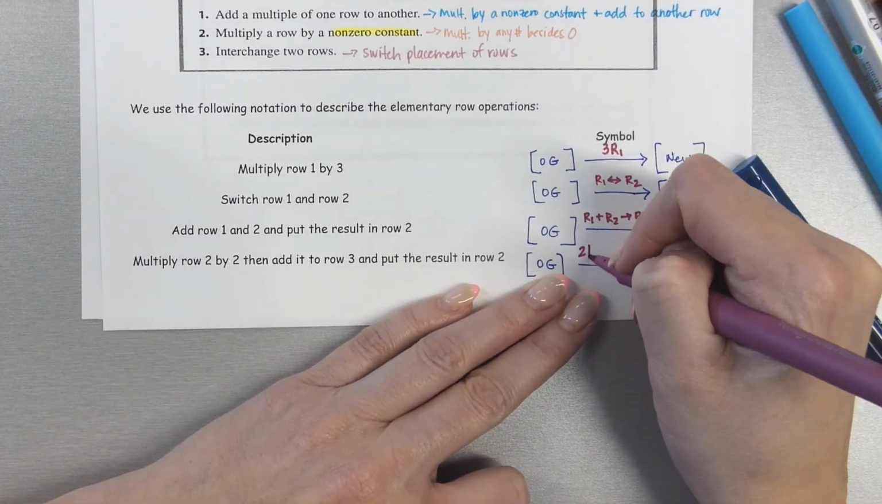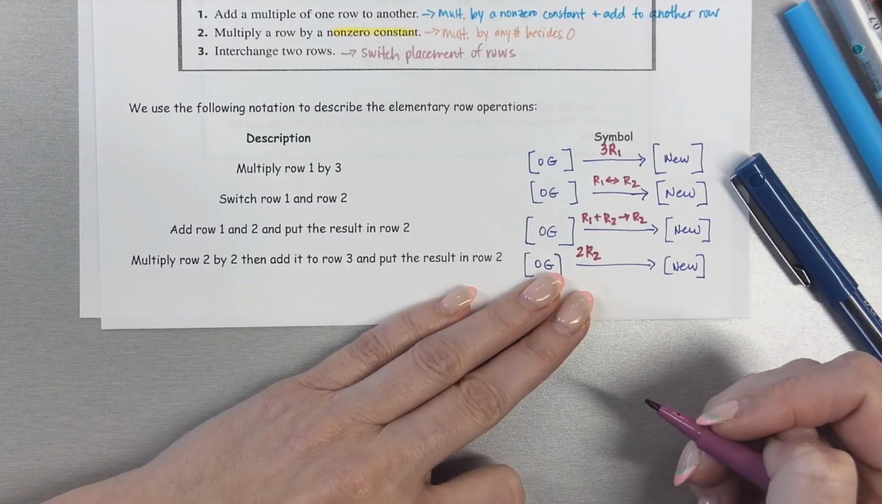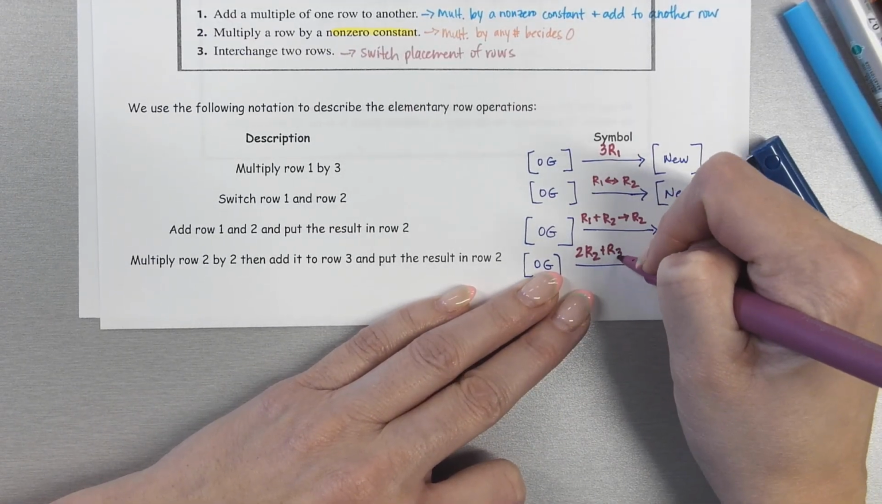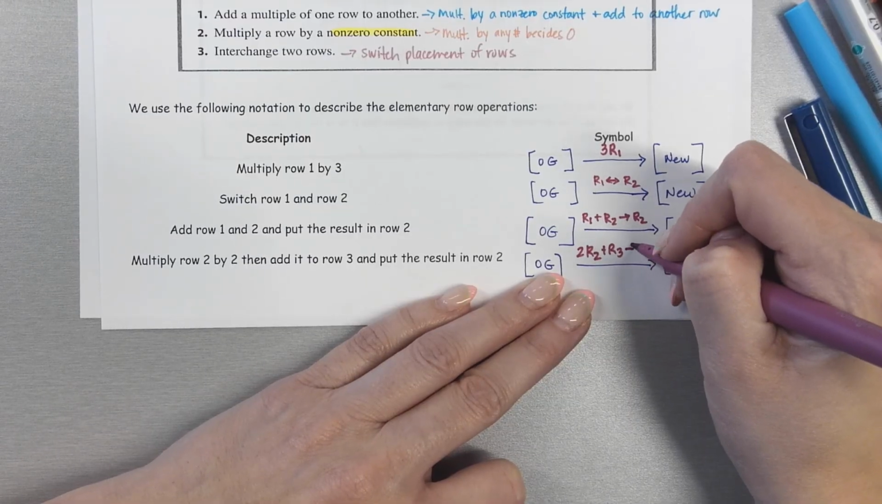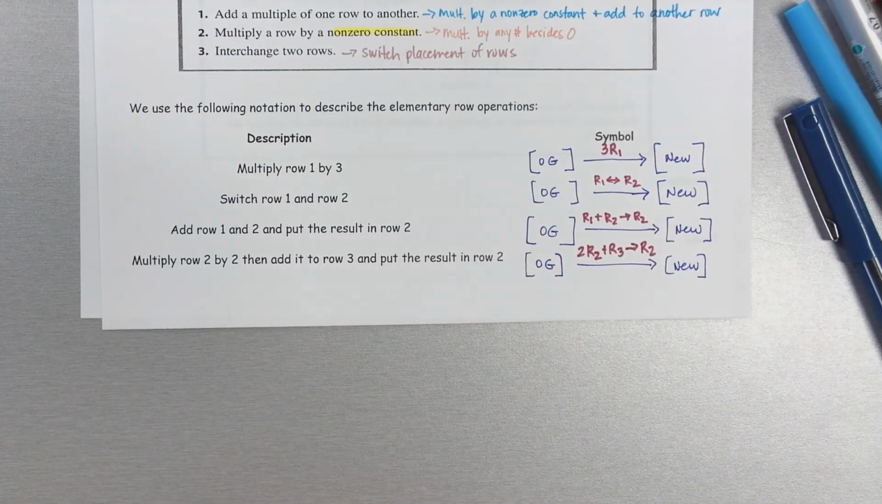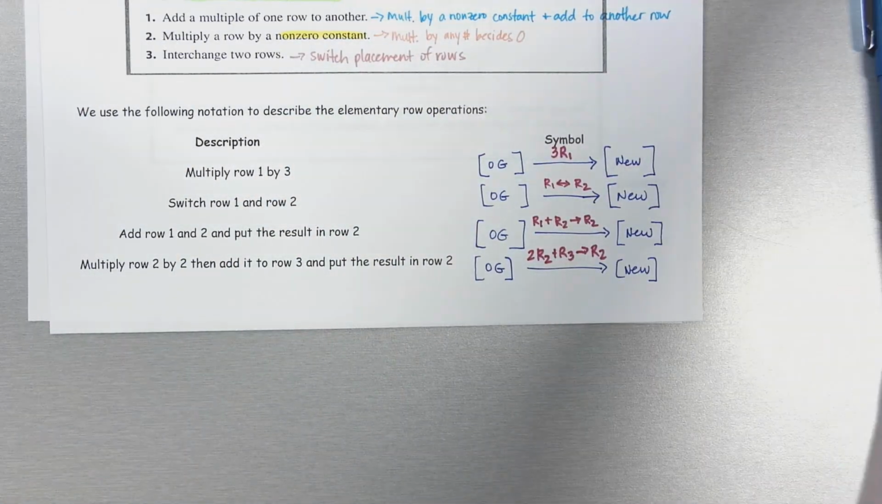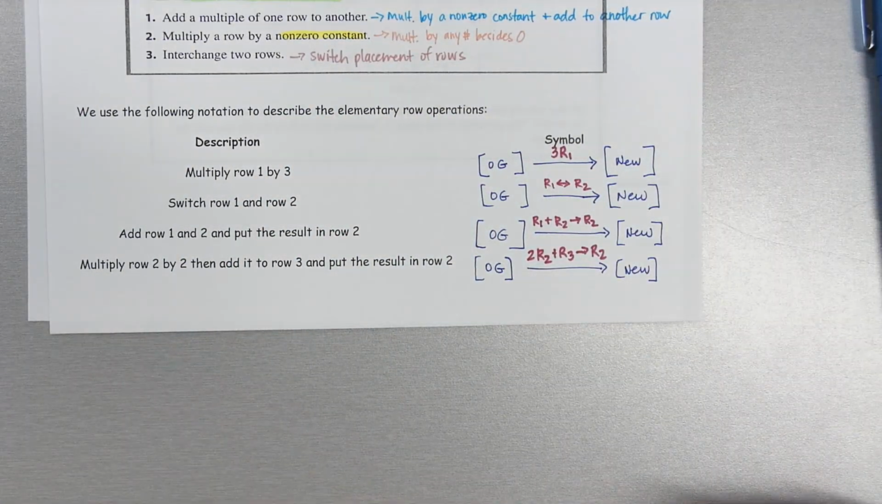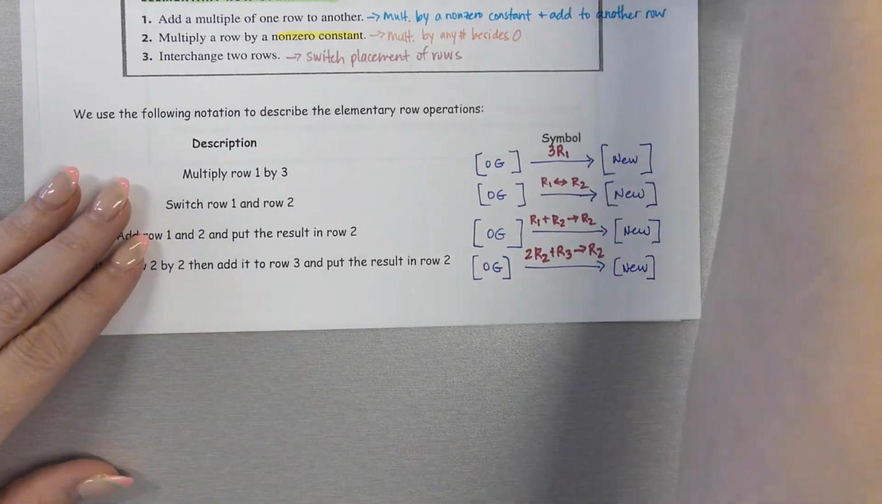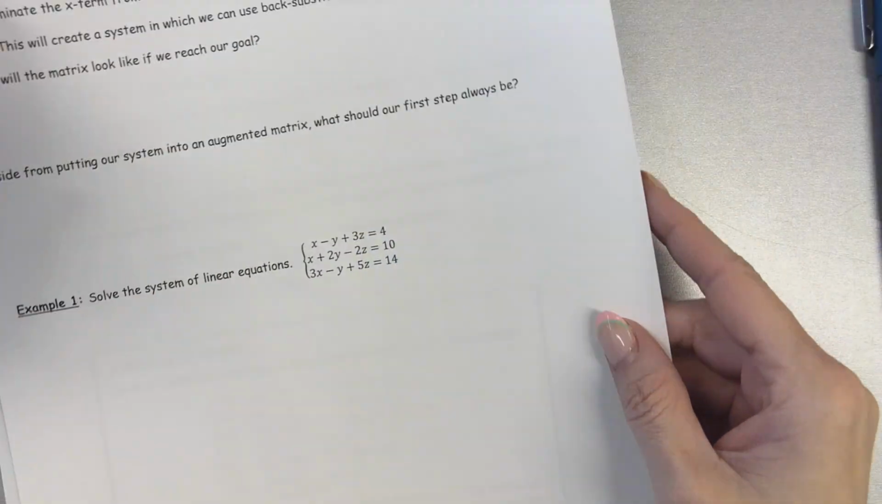Okay, so we're going to do 2 times row 2. We're going to add that to row 3, and then we put this result in row 2. Okay, and now we are ready to use these operations. Okay, so we're only going to do one example together, and then I'm going to give you time to practice, because really we just need to become familiar with the notation and the process here.